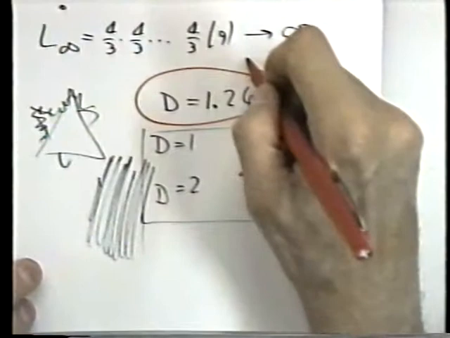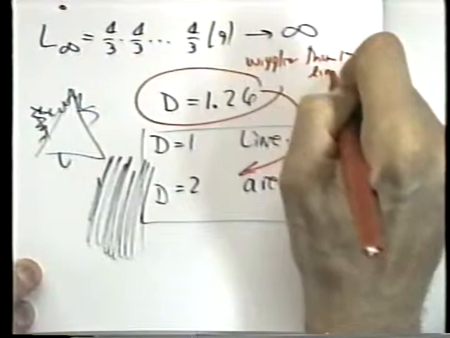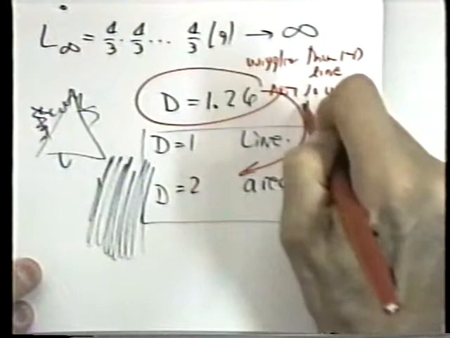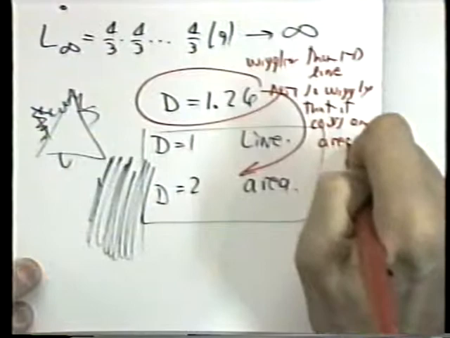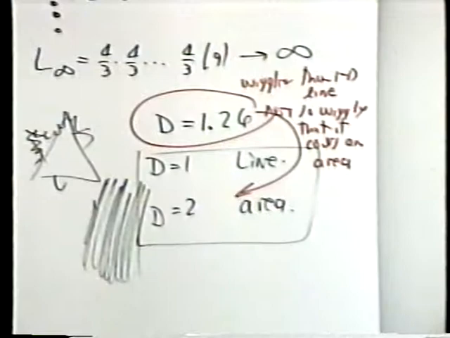So it's wigglier than a 1D line, and also infinitely long, but it's not so wiggly that it covers an area. So that's the interpretation of what this dimension of 1.26 means.